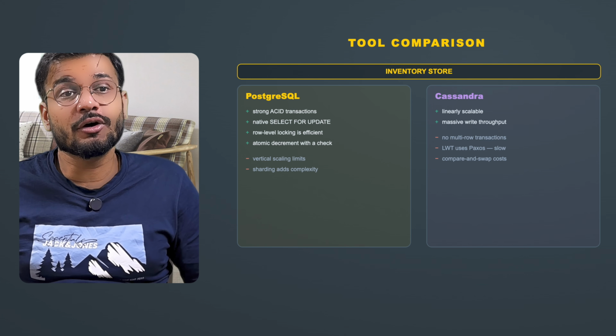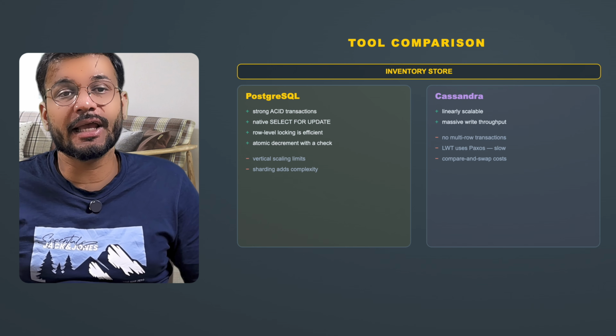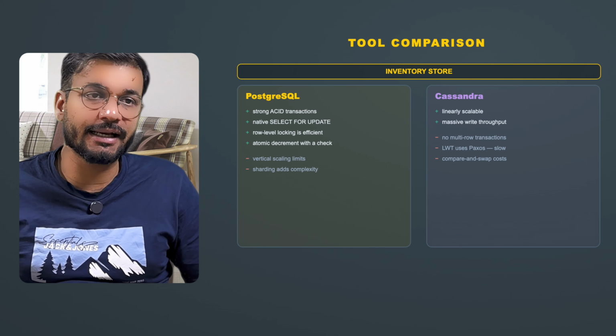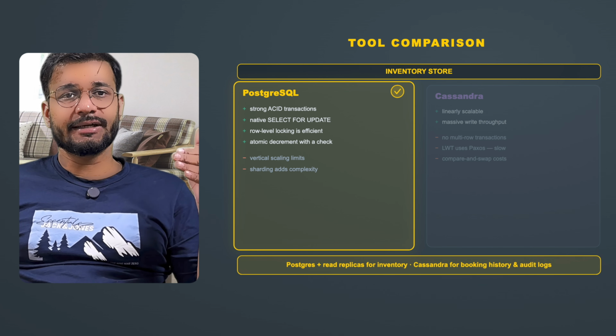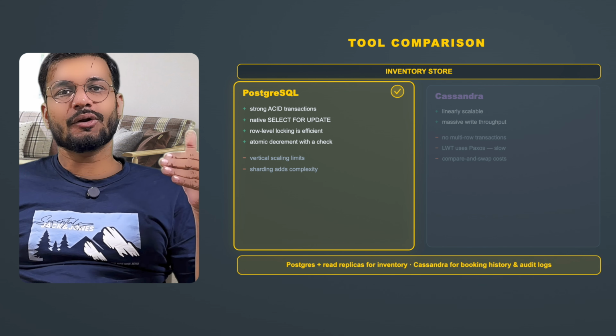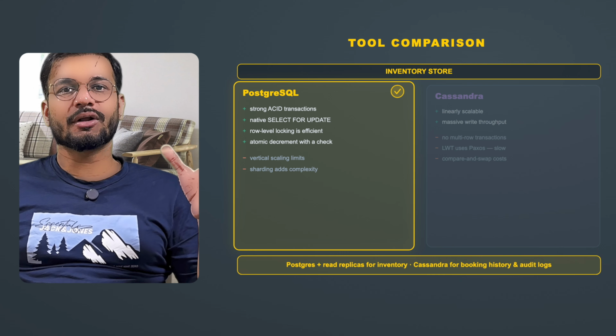Now, it is better for booking history, append only event logs, where you don't need transactional guarantees. So my recommendation for inventory is Postgres with read replicas. For booking history and audit events, we can use Cassandra or a time series store.